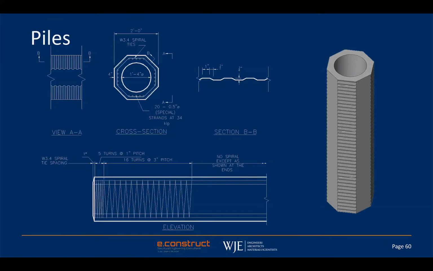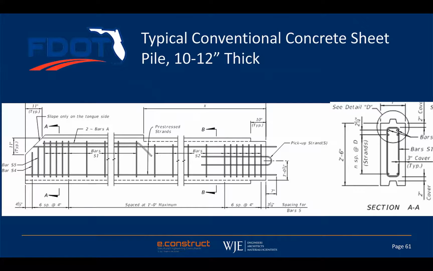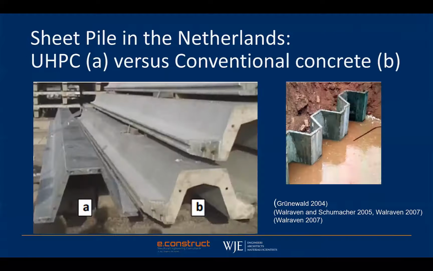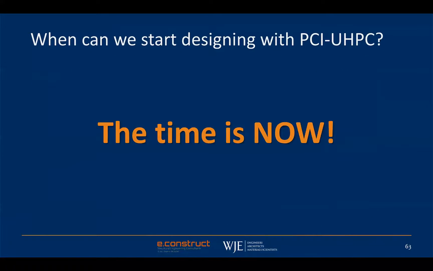That's one type, and I realize that there are some other people that are working with edge piles, but piling and also sheet piling are hot items that I think need to get our attention. This is the standard sheet pile from Florida DOT. The thickness is 10 to 12 inches. And we found out from the Europeans in the Netherlands that they can create UHPC sheet piles with a thickness of only 4 inches. So there is potential here.